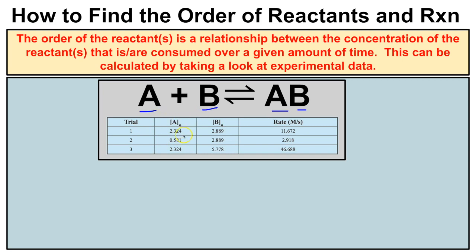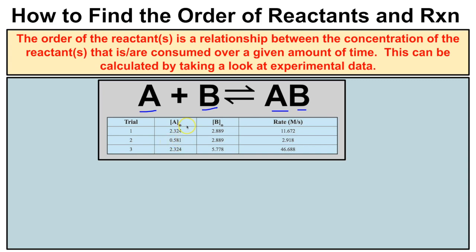They do this experiment a third time, and if you take a look here, they've held the concentration of A the same as it was in trial 1, but they've changed the concentration of B, and they found that the rate of the reaction was this right here. And so what we have to do here is find the order of our reactants, and then we want to know the order of this entire reaction.